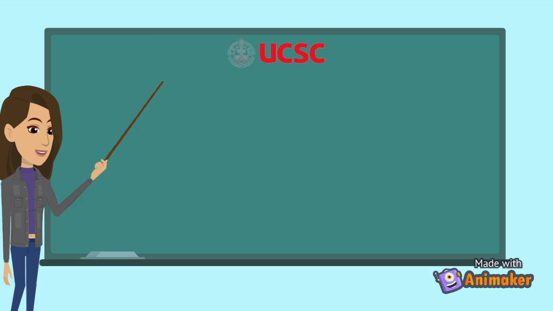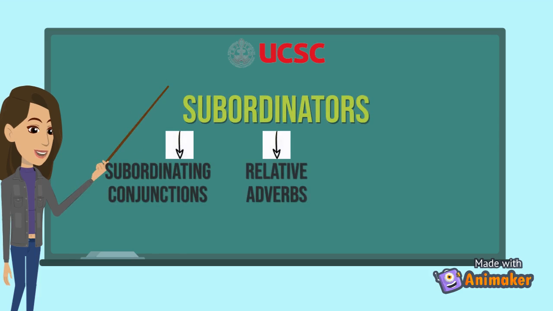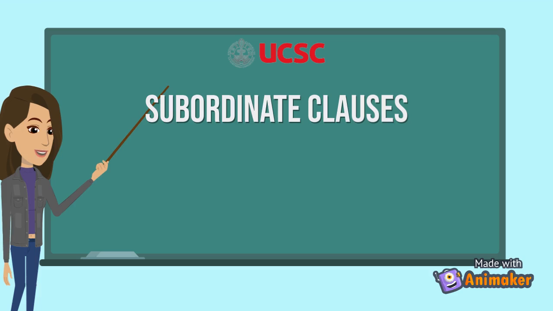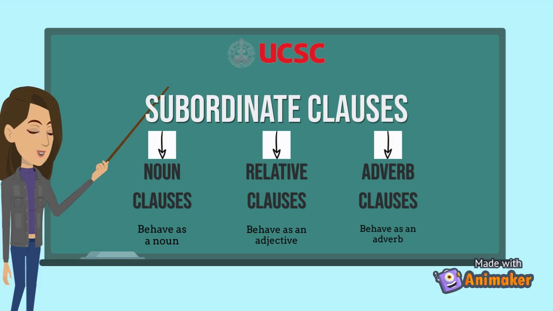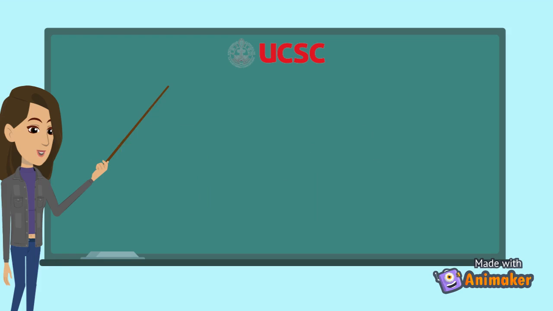There are 3 types of subordinators: subordinating conjunctions, relative adverbs, and relative pronouns. And there are 3 types of subordinate clauses: noun clauses, which behave like a noun, relative clauses, which act as an adjective, and adverb clauses, which act as an adverb. In this video, I will explain examples of complex sentences focusing on the first 2 types of clauses.